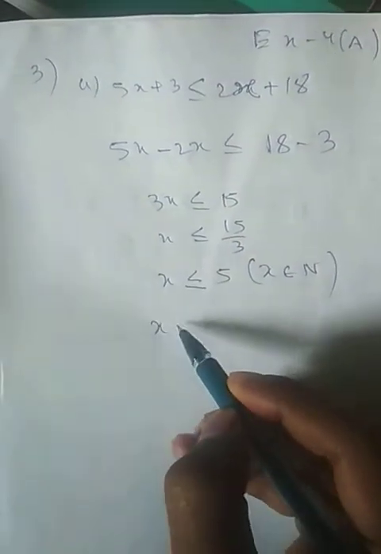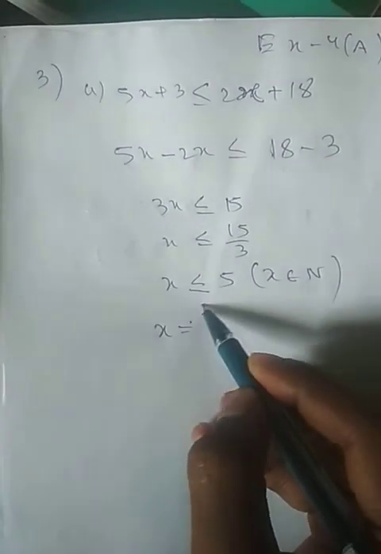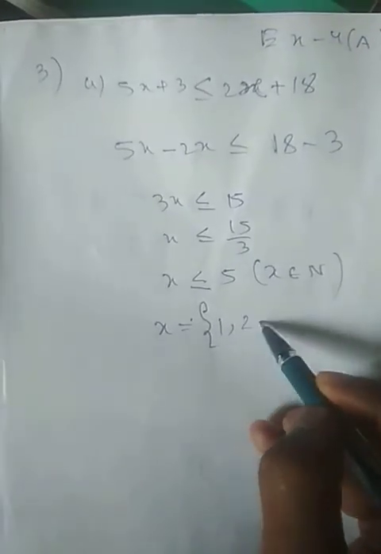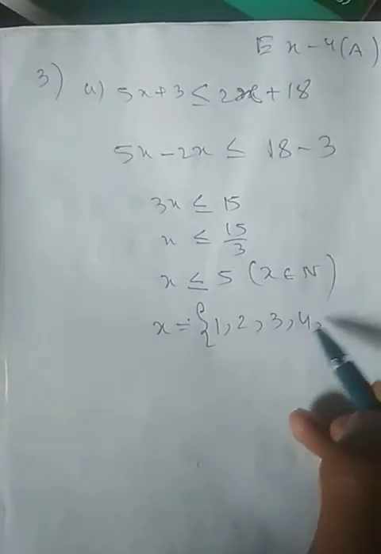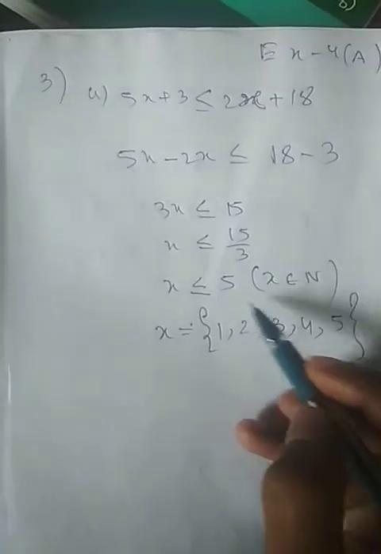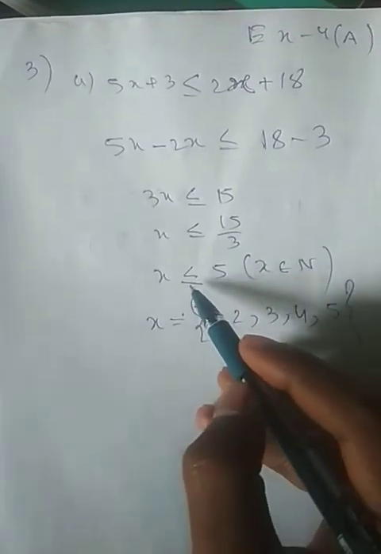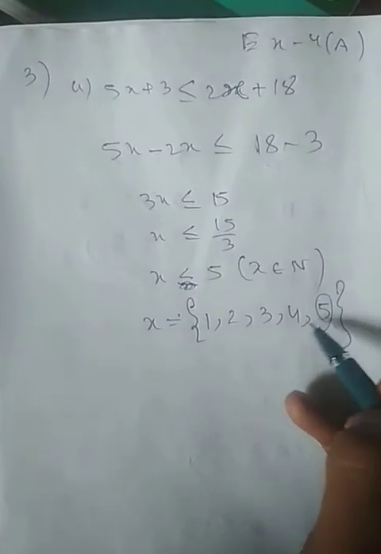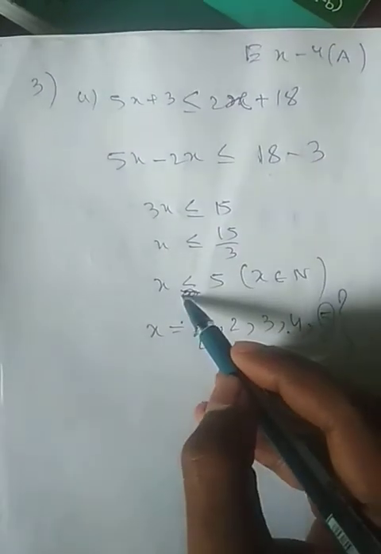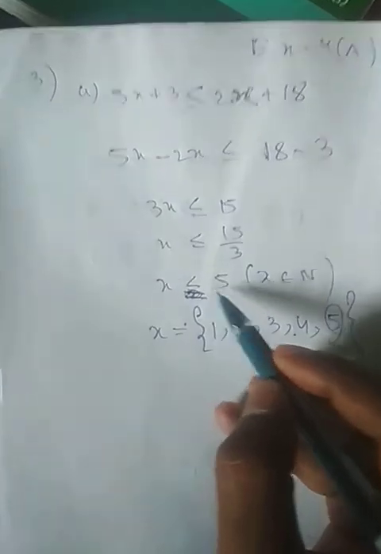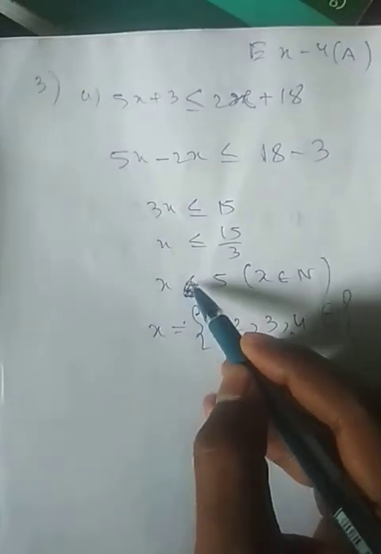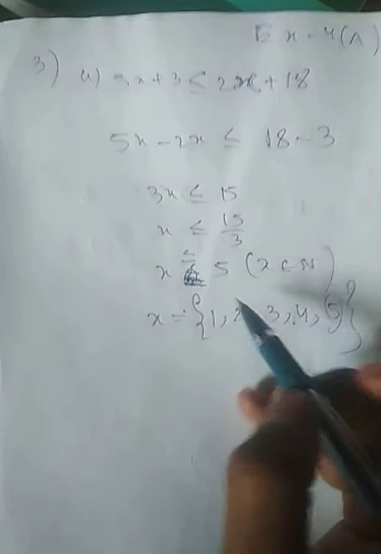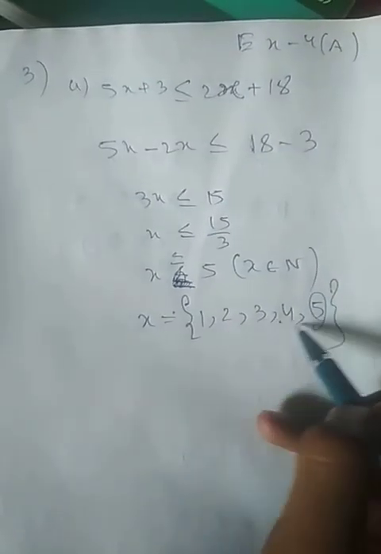So what may be the set? The set may be 1, 2, 3, 4, 5, as it is less than or equal to 5. If only less than is there, 5 will not be included there, only 4. Try to understand that. As this sign means less than or maybe equal, that's why the set comes 1, 2, 3, 4, 5.